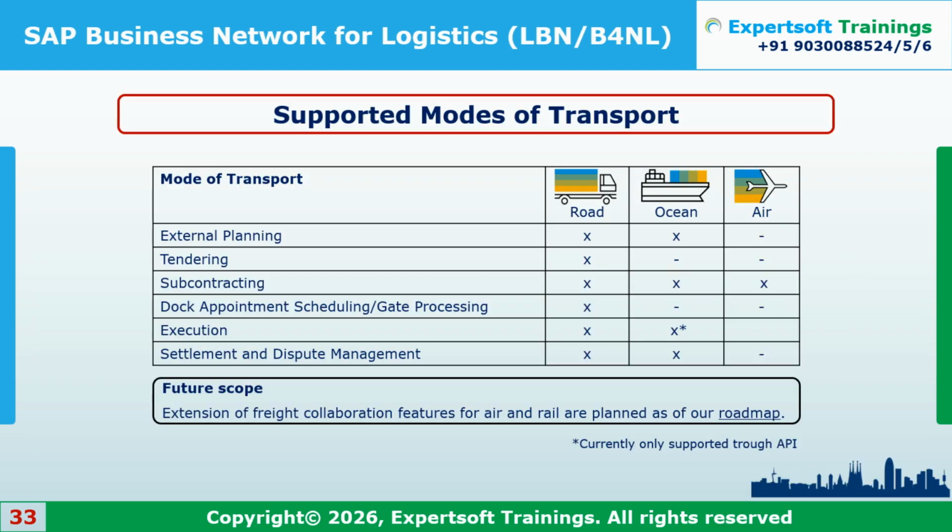So these are the modes of transport BN4L supports. BN4L will support all modes: road, ocean, air also. These are the main functionalities we can see. Tendering and subcontracting: you can see for ocean tendering it is not possible, but execution and settlement are all possible for the scenarios. Dock appointment scheduling is currently only for road. Ocean liners and all are not interested in scheduling. These are the functionalities supported with respect to the different modes of transport.